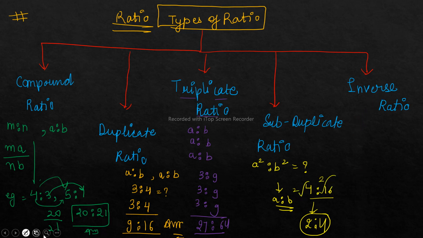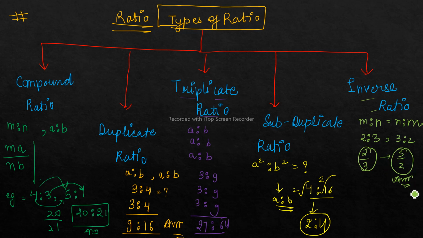Then if they are asking you about inverse ratio, what would be the inverse ratio? If there is a ratio m ratio n, then you have the inverse ratio of n ratio m. For example, if I give you 2 ratio 3, its inverse ratio would be what? 3 ratio 2. So this is going to be our answer. So this is how you are going to be solving different kinds of ratios. They could be asked directly, and you can answer it very easily.